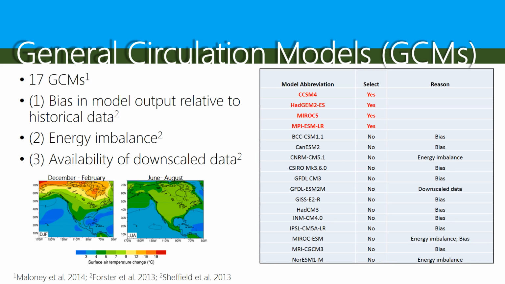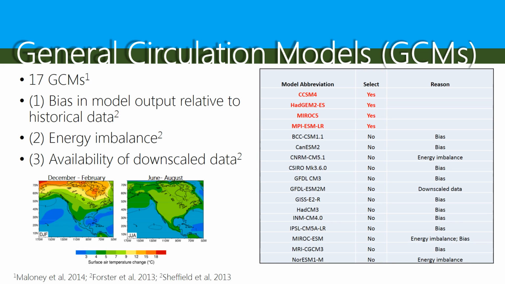What we did was we performed a qualitative assessment of how well these 17 models would capture the climate in the study area in the south central region of the United States, based on the quantitative assessment performed by the authors Forster et al. and Sheffield et al. 2013. The criteria we utilized in selecting the GCMs were 3. The first one, there should be smaller differences in model output relative to historical data. That means we measured the bias and we wanted to have a small bias.